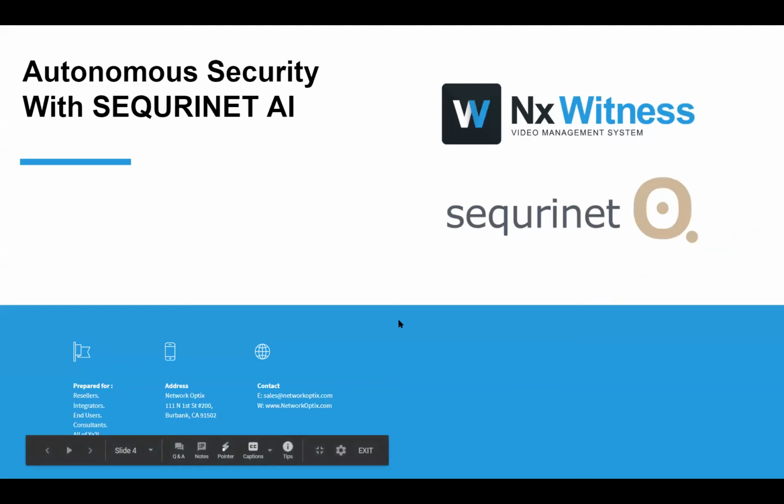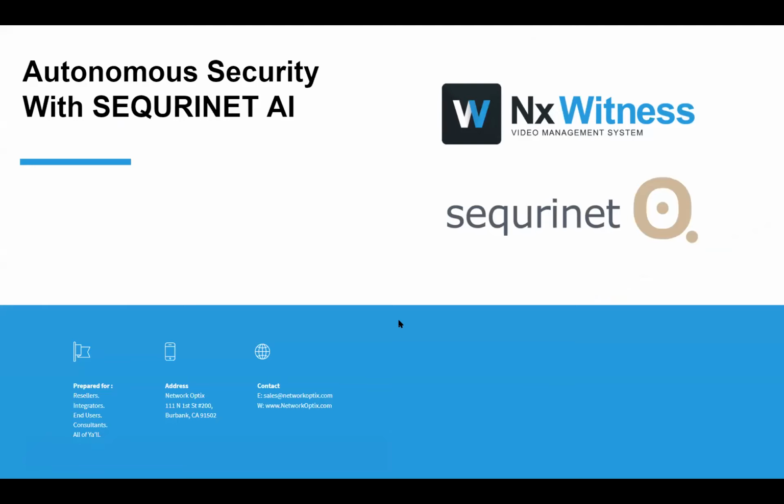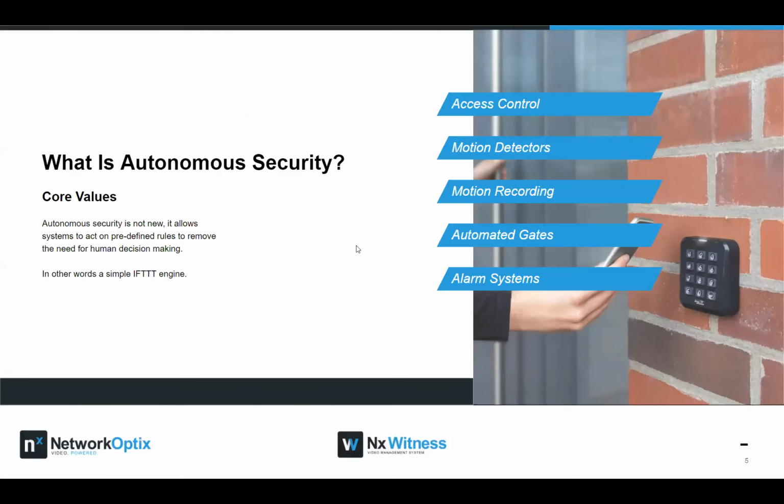One of the things we're going to talk about is autonomous security. Obviously we're partnered with Securenet today. The idea is that AI now allows you to power autonomous security. So what do we mean by that? It's not a new concept, right? It's been around for a while. It's just got a lot smarter.